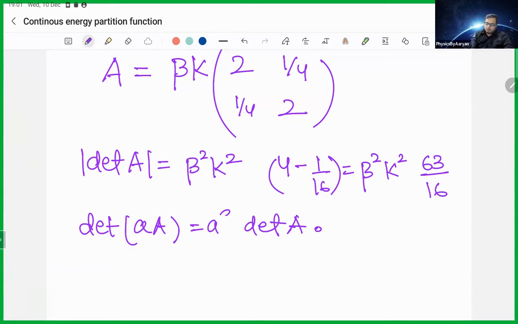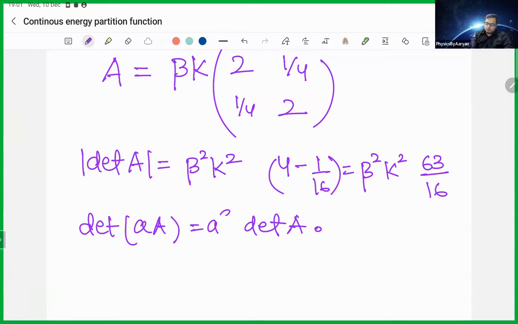Now what was n? n is 2, right? You have two parameters. So if you put n equal to 2, 2 by 2 is anyway gone. So that is why you have 2 pi divided by under root of determinant of A. The determinant of A you have already found, and you put it here.